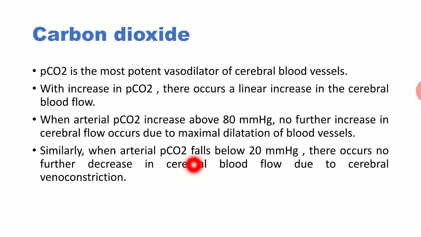Now, what is the role of carbon dioxide? Partial pressure of carbon dioxide is the most potent vasodilator of cerebral blood vessels. With an increase in partial pressure of carbon dioxide, there occurs a linear increase in cerebral blood flow because it causes vasodilation of cerebral blood vessels. When arterial PCO2 increases above 80 mmHg, no further increase in cerebral flow occurs due to maximal dilatation of the blood vessel. Similarly, when arterial PCO2 falls below 20 mmHg, there occurs no further decrease in cerebral blood flow due to cerebral venoconstriction.